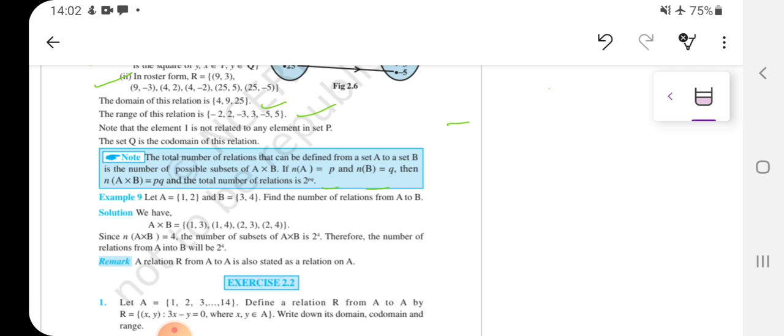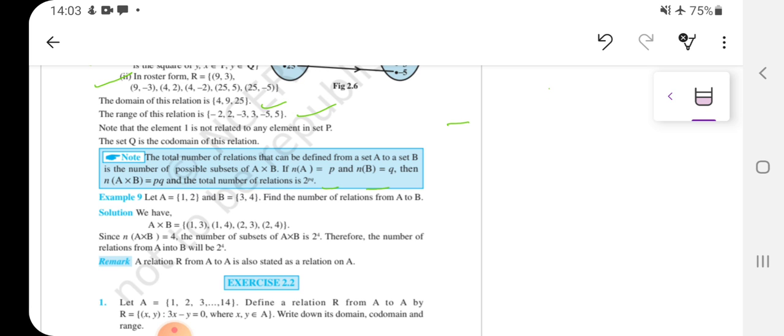Now they gave example 9, based on this only. Let A be the set of 1, 2 and B be the set of 3, 4. Find the number of relations from A to B. In the important note we discussed the number of relations. Relations will be what? Subsets of A cross B. A has 2 elements, B has 2 elements, so how many elements will A cross B have? 4 elements, right? A set with 4 elements will have 2 power 4 subsets, right?